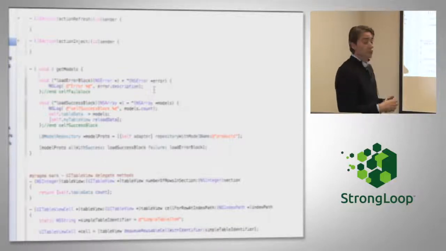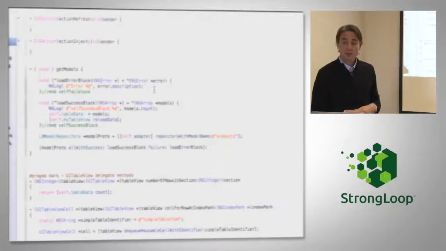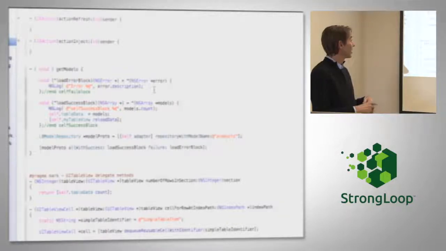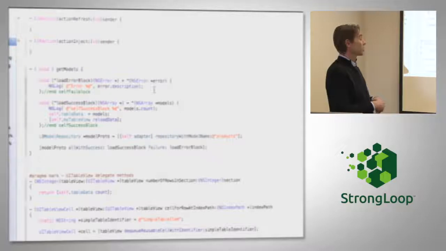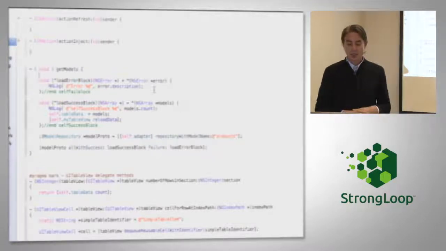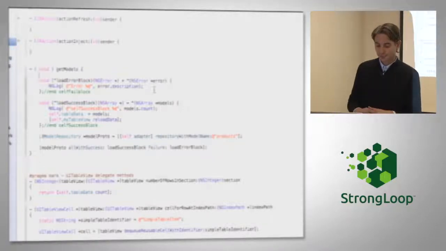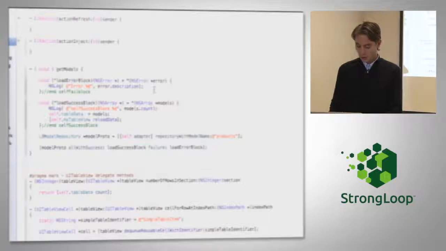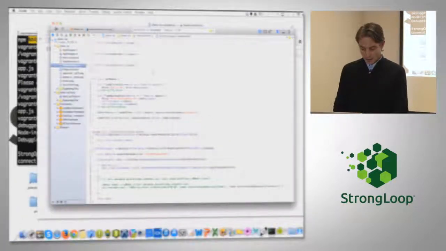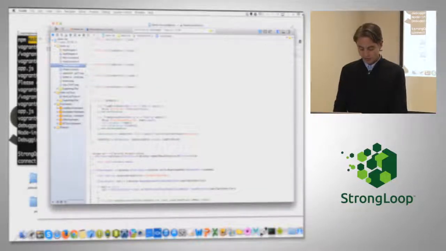The load error block is going to let us know if, for instance, maybe the endpoint wasn't accessible, and the load success block is going to, of course, come back with an array of our model content, in which case I'm going to go ahead and put that into our table view and reload the table view. So let's go ahead and see if I can come back here. We'll go ahead and fill out the inject as well.